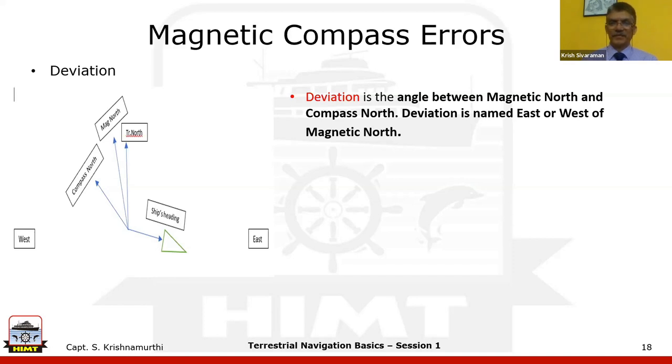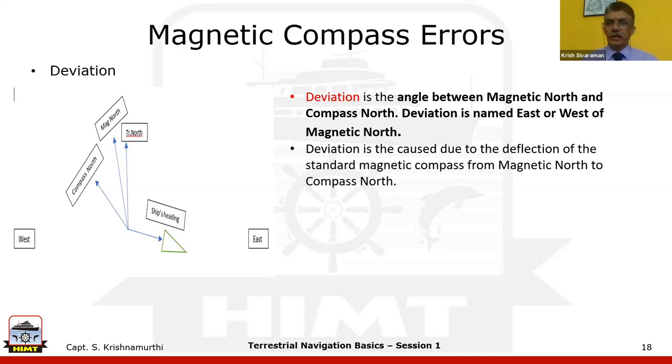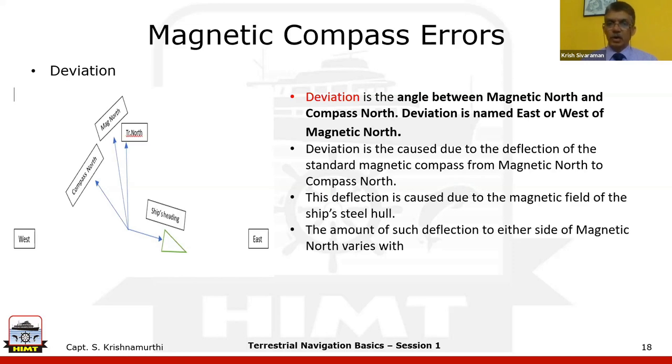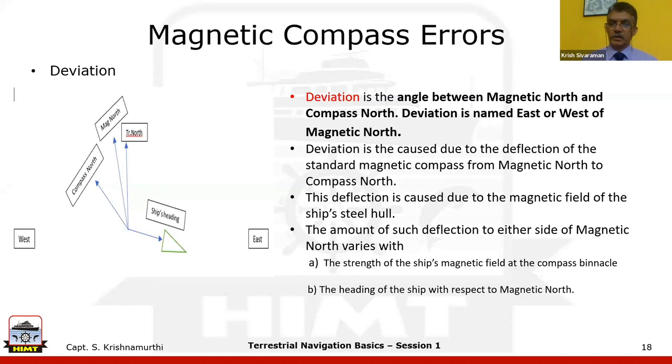Due to the ship's magnetic properties. Sir, due to the ship's internal factors like steel, the ship also possesses magnetic properties. So deviation occurs due to the ship's magnetic properties. Fair enough. It's caused by the deflection of the standard magnetic compass from the magnetic north, and it is caused by the magnetic field of the ship's steel hull and all the steel components. And the amount of the deflection varies with two things.